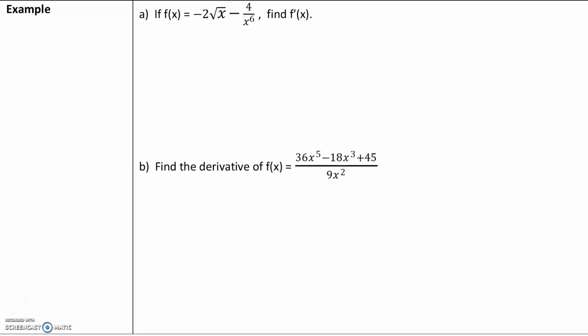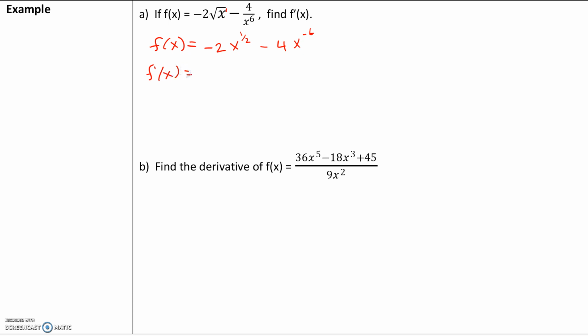Let's continue with section 1.5 and do some more examples. If f of x equals negative 2 radical x minus 4 over x to the sixth, find f prime of x. Now remember, the first rule is we need to write each variable using only rational exponents. So square root of x is x to the 1/2. And then the x to the sixth goes to the numerator, and this becomes x to the negative 6, because all variables have to be written on the numerator.